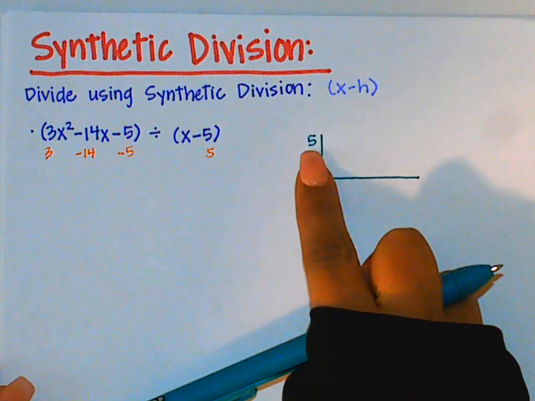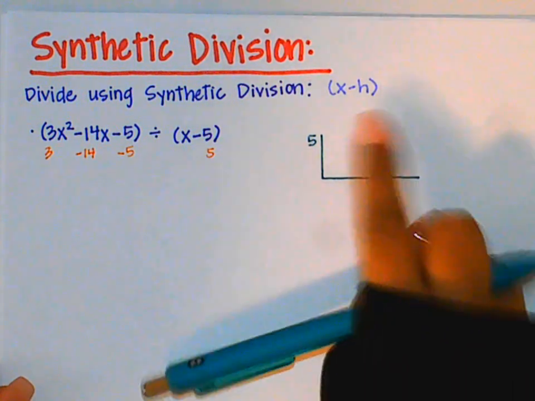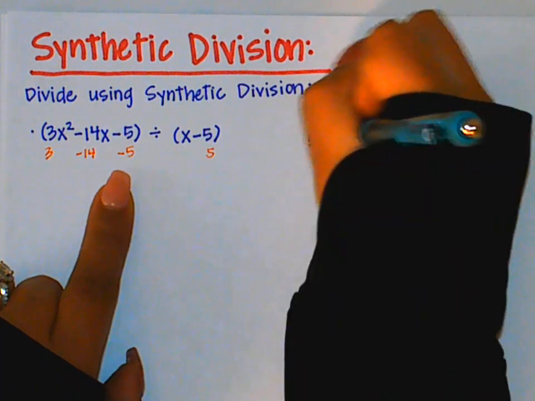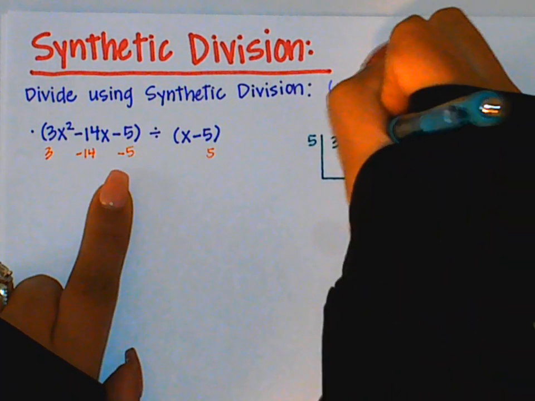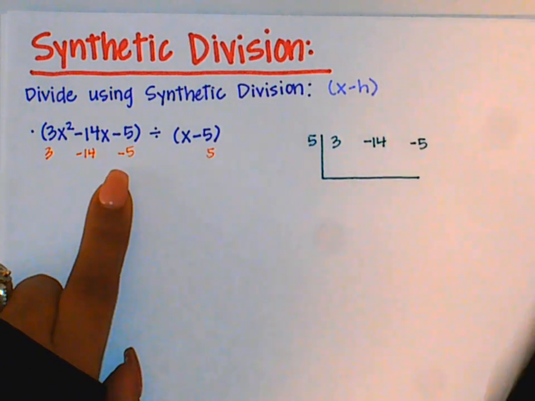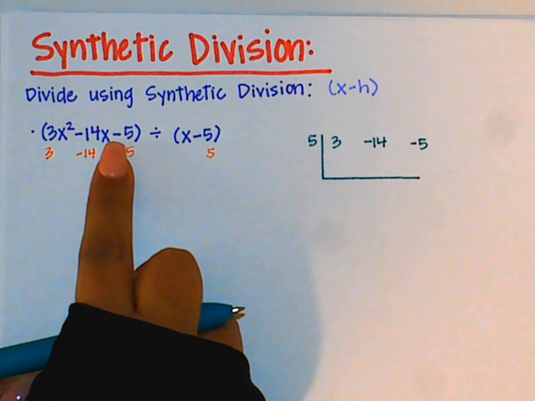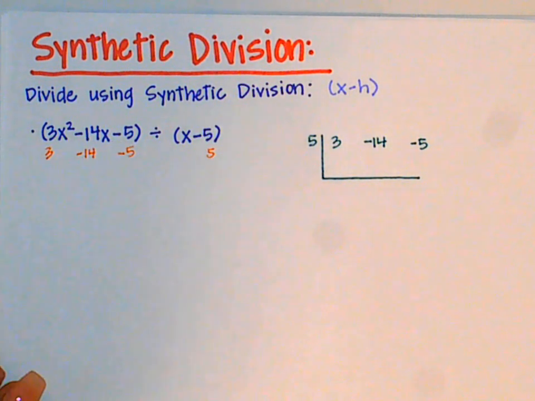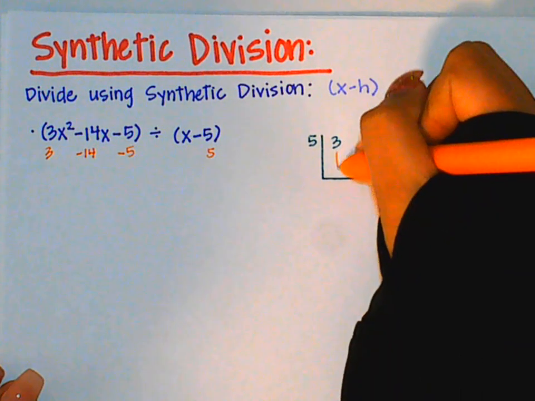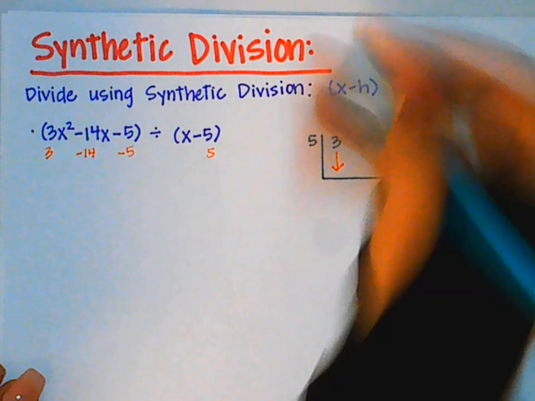Here is my 5 on the outside, and then I want room for 2 lines to go here. In the first line, I am going to write my coefficients: 3, negative 14, and negative 5. You are writing the coefficients of your dividend polynomial. Now, when we do this, we drop the first one down. So that's 3.